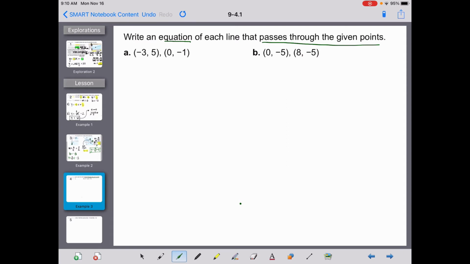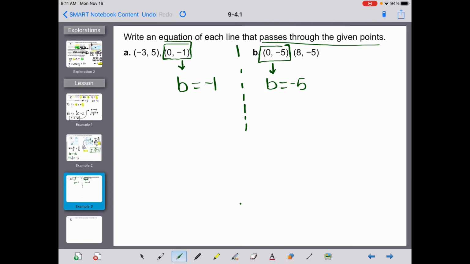Where do you see 0, a number? Those will be your b values. So in this case, my b value is negative 1 because my y-intercept, 0, a number, is 0, negative 1. In part B, my y-intercept is negative 5. So b is equal to negative 5.